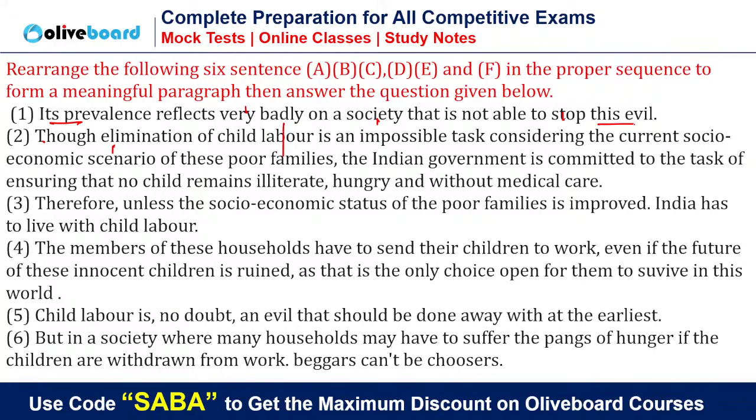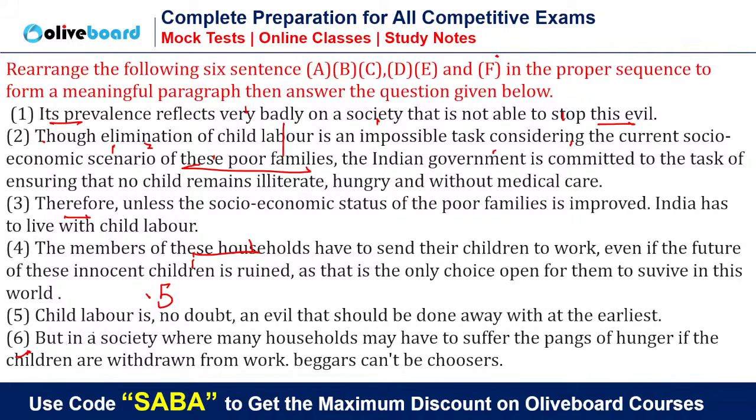Which prevalence? Can we start with one? No. Though elimination of child labor is an impossible task considering the current socio-economic scenario of these poor families. Can we start with this? No. Therefore, can we start with this? No. The member of these households, can we start with this? No. Child, but we cannot. So there is no confusion in the first sentence. First sentence will be fifth.